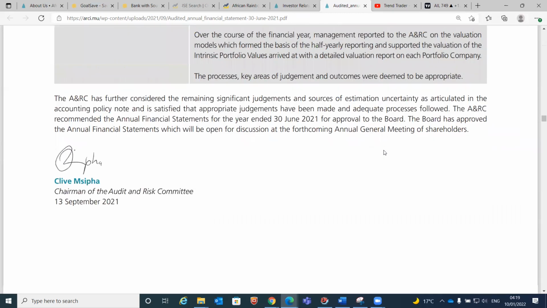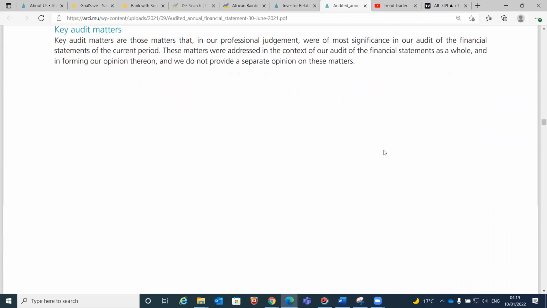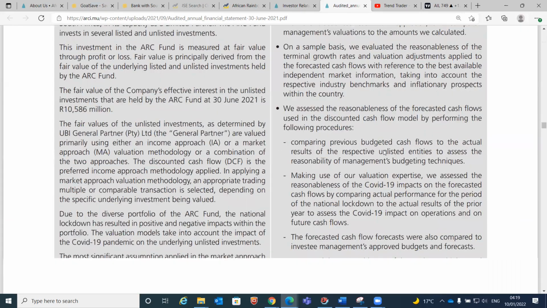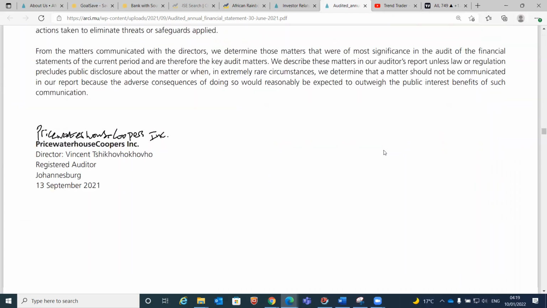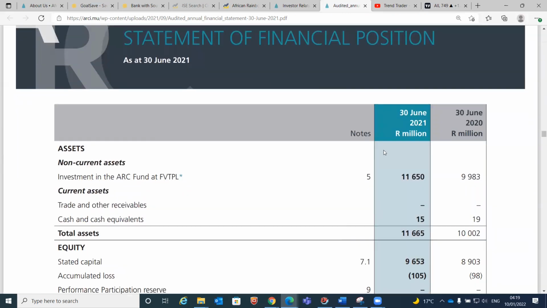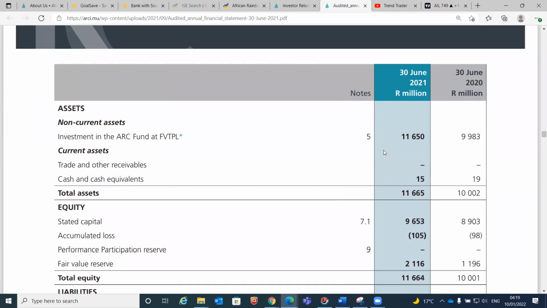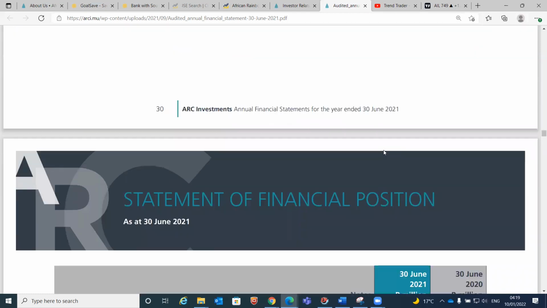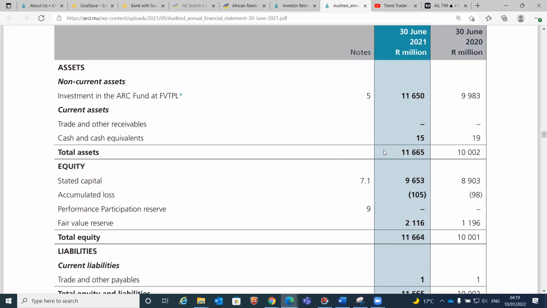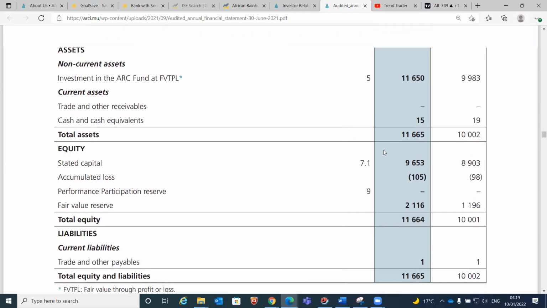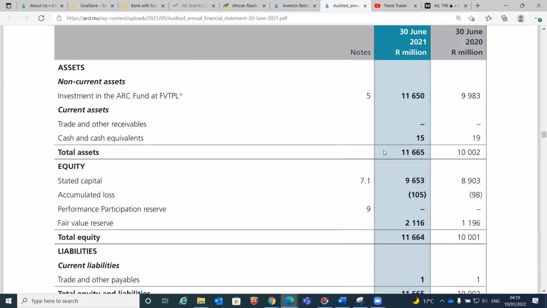Yeah, it's a bit of a long report as I scroll in here. There's a lot of necessary information that investors can look at, but that information is not really necessary for the purpose of this video. Okay, now we are looking at the statement of financial position, which is more like a balance sheet. But remember, I'm not an accountant, so I call these things whatever I think they are called.